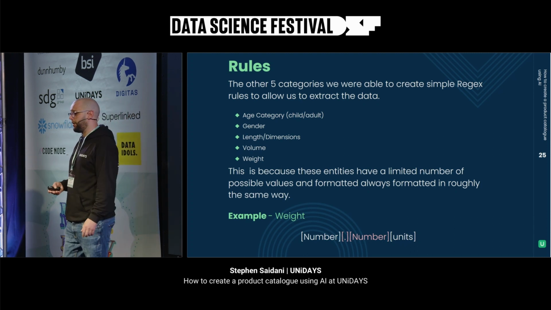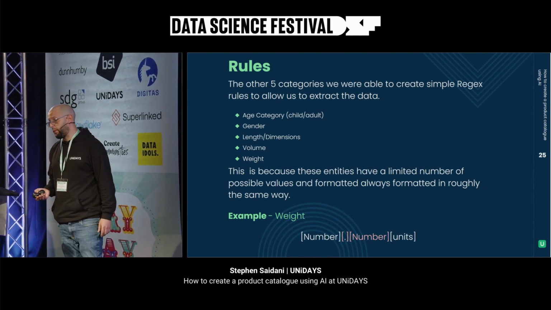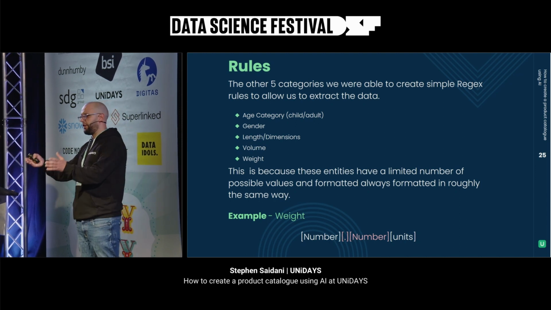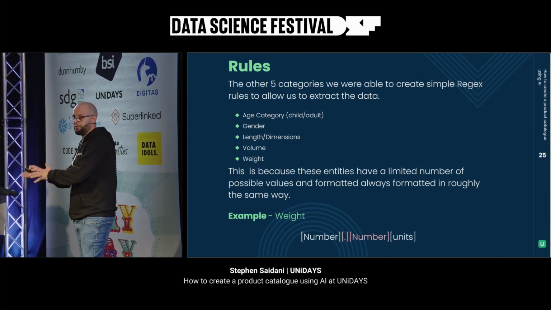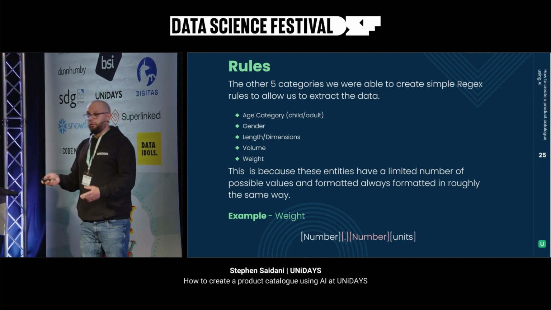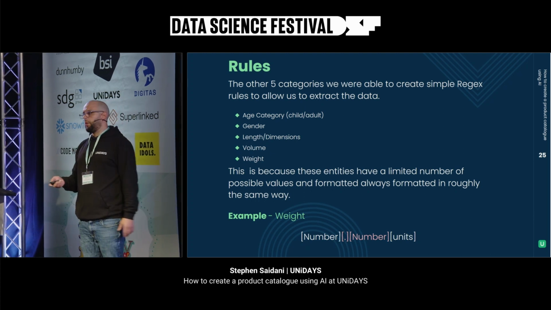So here's an example at the bottom of the rules we made for weight, which is it's always going to be a number, then there's potentially going to be a dot, then another set of numbers, and then some units. It's always going to be that way. So we went on and built a rule-based system around that, which sat on top of the model afterwards.